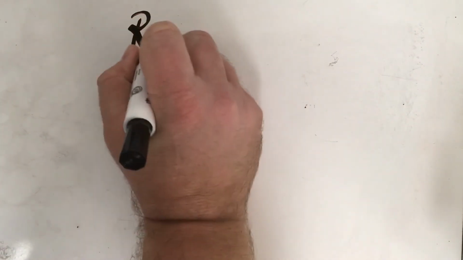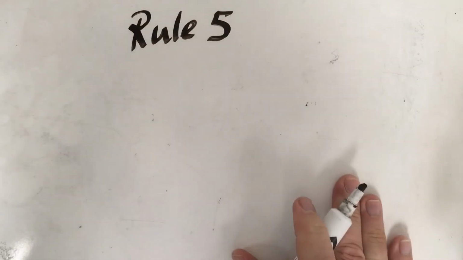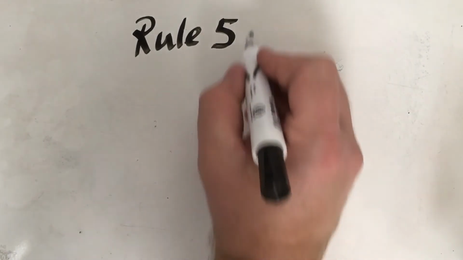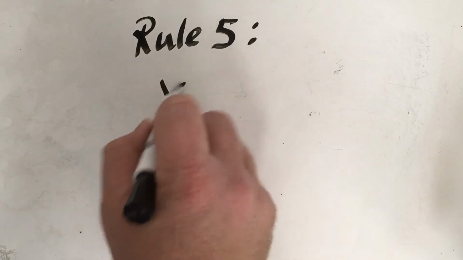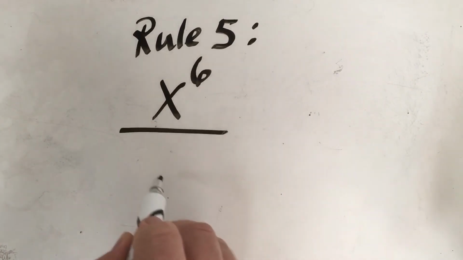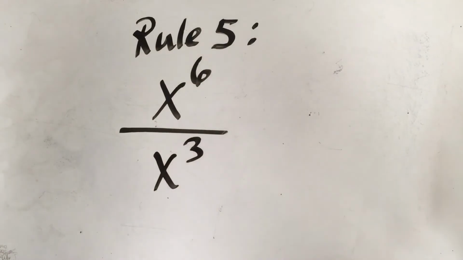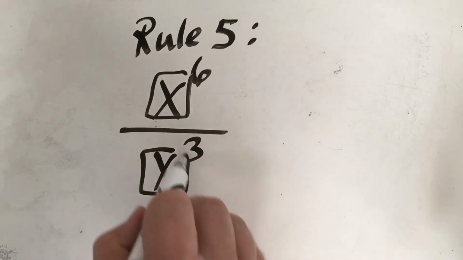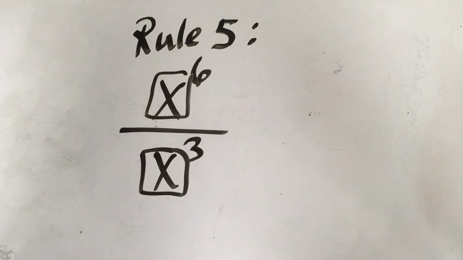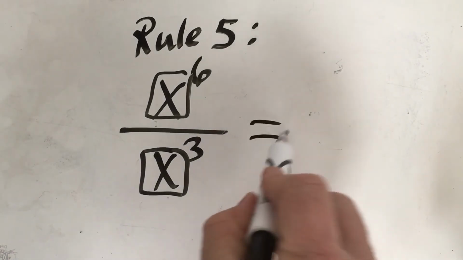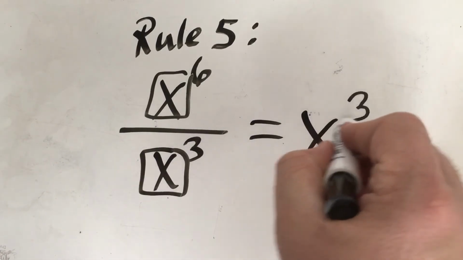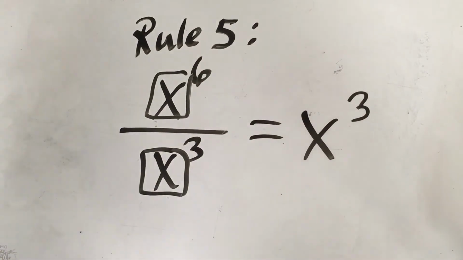How about rule 5? Rule 5, let's go to our division rule. If you have two bases that are the same, and again, these rules don't work if the bases are not the same, but if you have two bases that are the same, x to the 6th divided by x to the 3rd, you might be tempted to say x to the 2nd, but you'd be wrong because the answer is x to the 3rd.